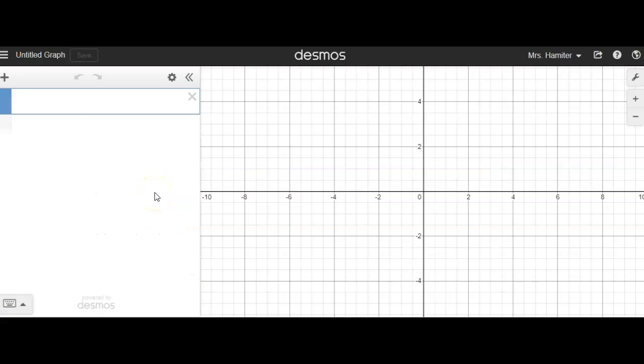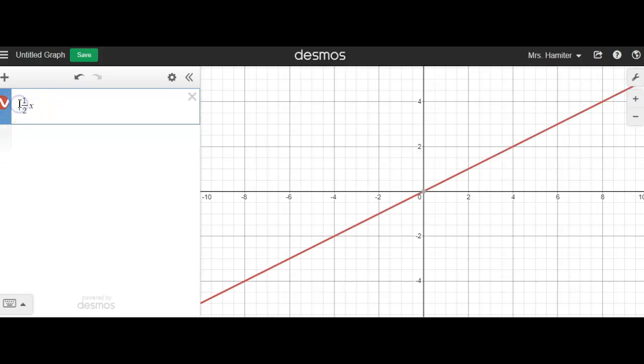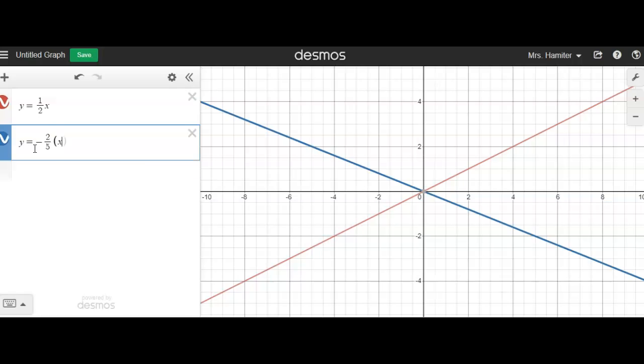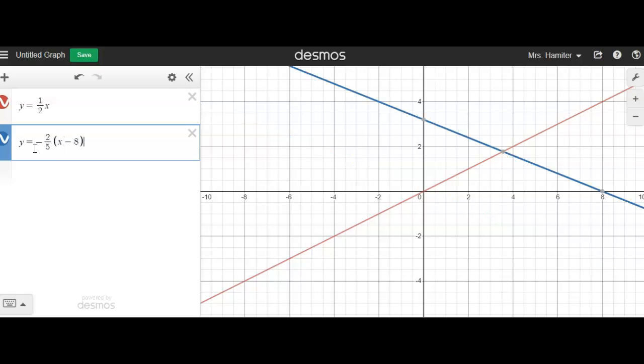Alright, so I'm going to type in the 1/2 x. Oops, I don't want it in the denominator. Notice how I didn't put y equals. If I go y equals, it doesn't change anything. So I can either put the y equals or not. -2/5, and then come out, and then in parentheses x minus 8, and then outside of that plus 2.